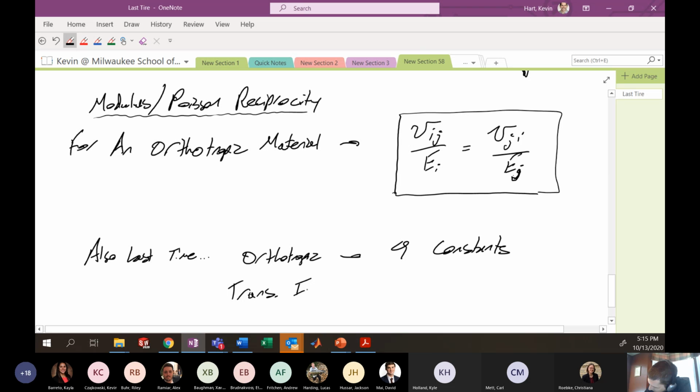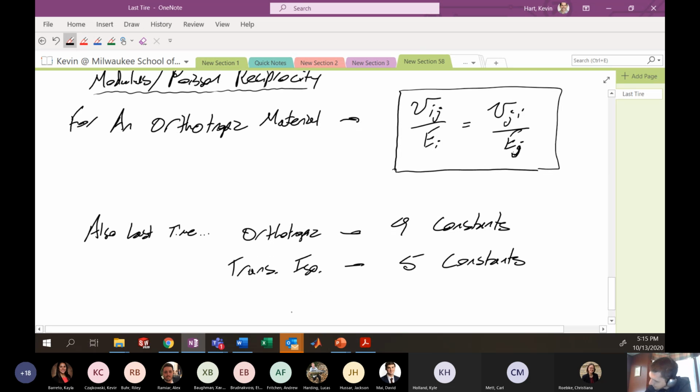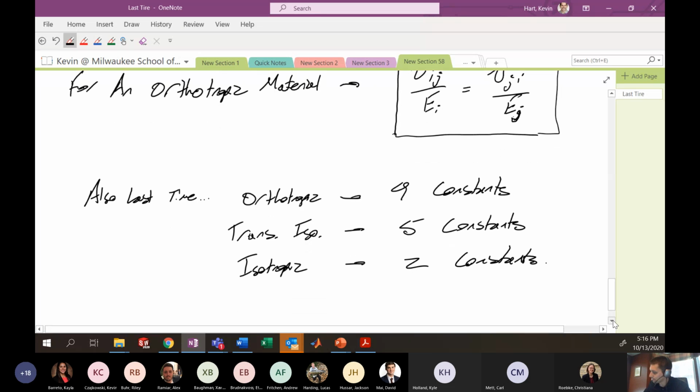Transversely isotropic has 5 material constants to fully define its behavior, and then fully isotropic, we know 2 constants. And we showed what those matrices might look like with those individual constants present. All right, so those are things we covered last time.